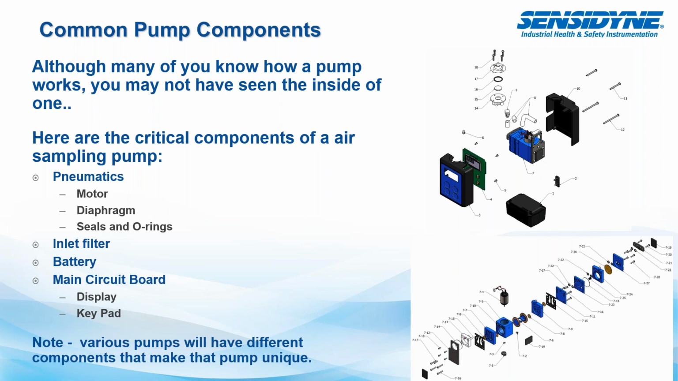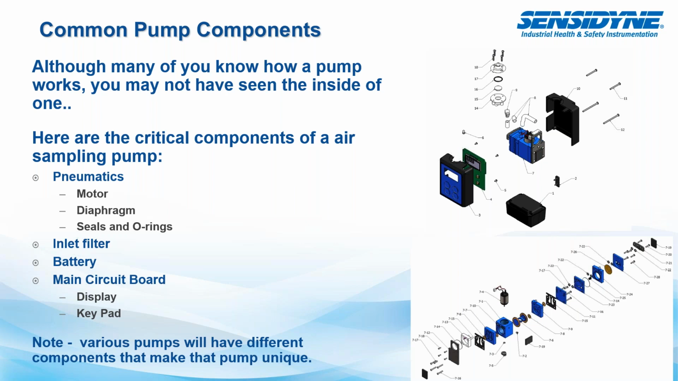One of the most critical components of an air sampling pump is known as the pneumatics system. So the pneumatic system is the component of the pump that actually creates the airflow. Within that system, there's a motor. That motor turns some eccentrics, which then have a diaphragm flex, which creates the air movement. And in order for that to occur properly, everything has to be sealed tight in place. So that's all part of the pneumatic system.